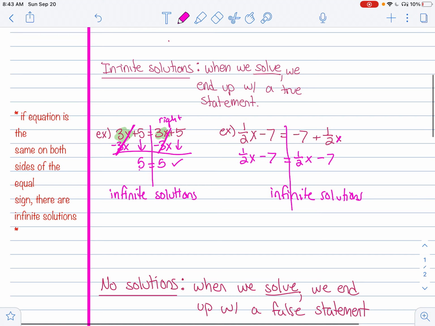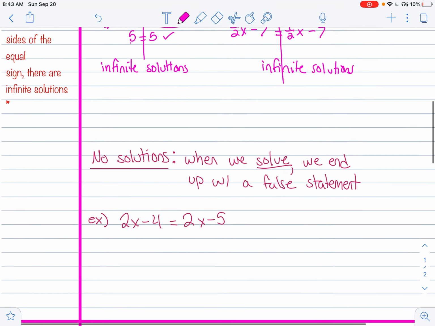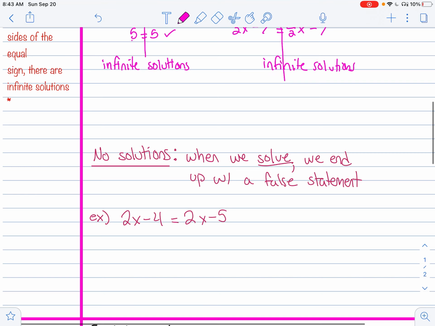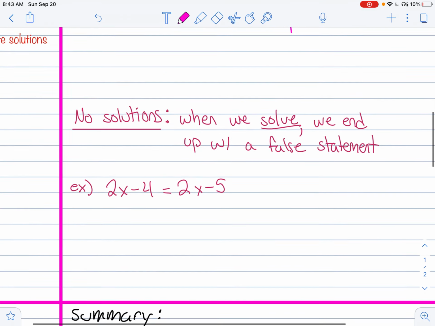So I have put a little star over here. It says if the equation is the same on both sides of the equal sign, there are infinite solutions. And that's kind of what we just saw in those two examples. Our last solution type is when we have no solution. This happens when we solve our equation and we end up with a false statement. So let's look at this example.